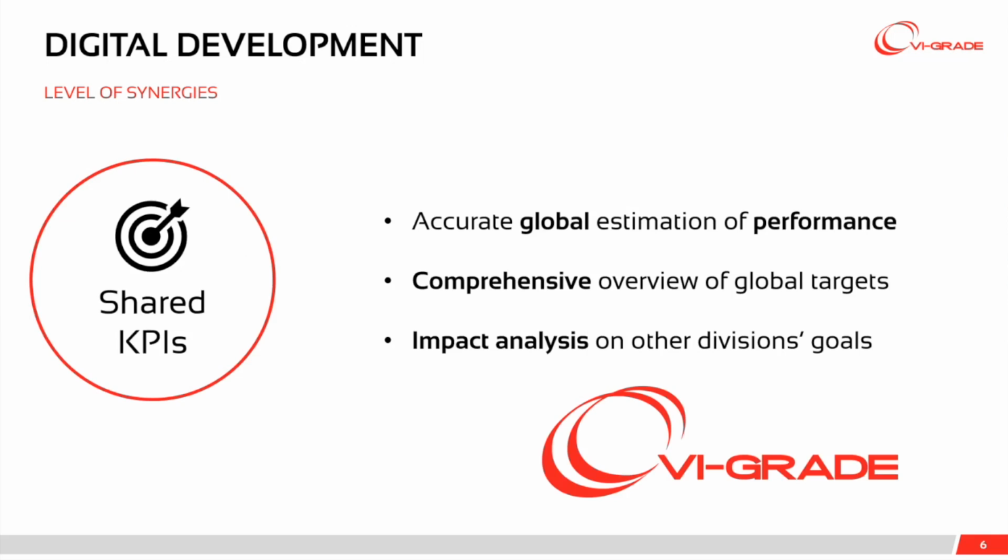Finally, the highest level of synergy is a shared KPIs one. In this level of synergy, teams are no longer pursuing their targets in siloed environment, and the vehicle is developed at the global level. It leads to an accurate global estimation of performance. It allows comprehensive overview of global targets, and team can analyze the impact of their own modification on the goals of other divisions. And this is where VI-Grade and its simulation tools come in.